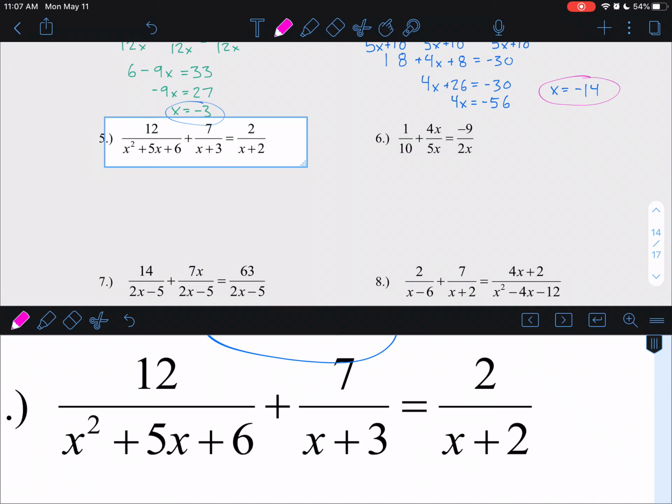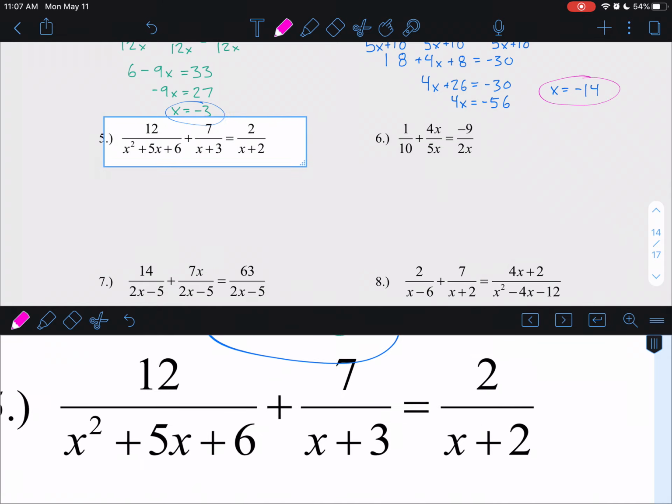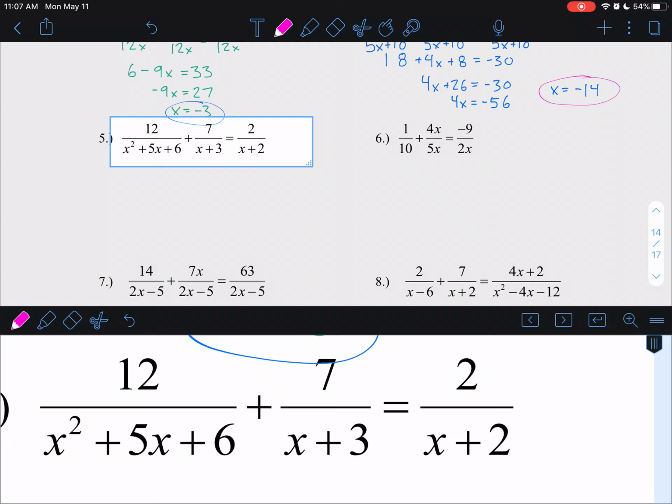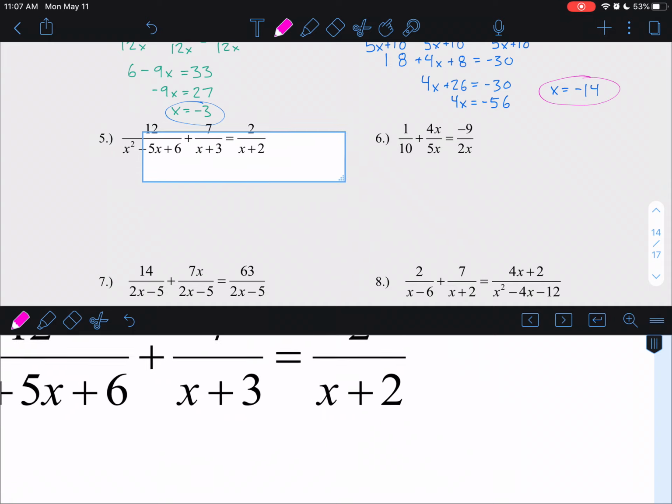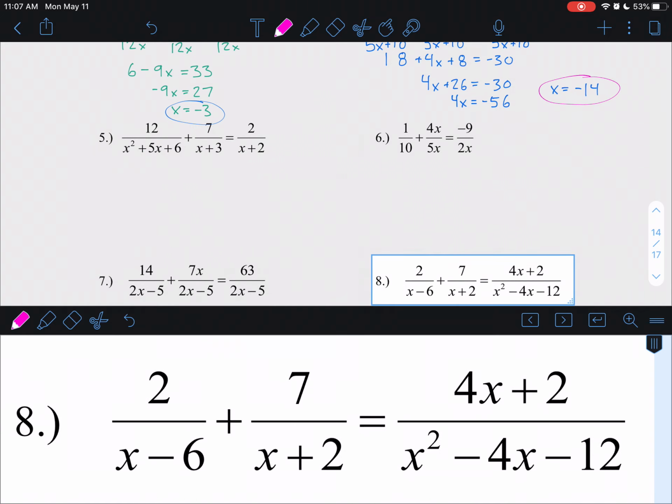So this one, as well as number 8, both have a quadratic in the denominator. And I'm just going to assume that they're not going to give you a problem that's super weird and hard, where you're going to have to give it extra factors. So I'm just telling you straight off the bat that x squared plus 5x plus 6 is x plus 3 times x plus 2. And same here for number 8. X minus 6 times x plus 2 is x squared minus 4x minus 12.